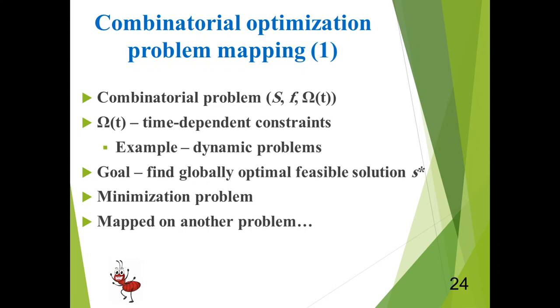Combinatorial optimization problem mapping number one: the combinatorial problem S, f, omega, with t being time-dependent constraints, for example a dynamic problem. Goal: find the globally optimal feasible solution S star, a minimization problem mapped onto another problem.